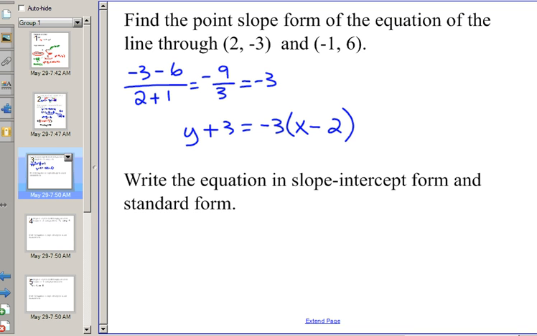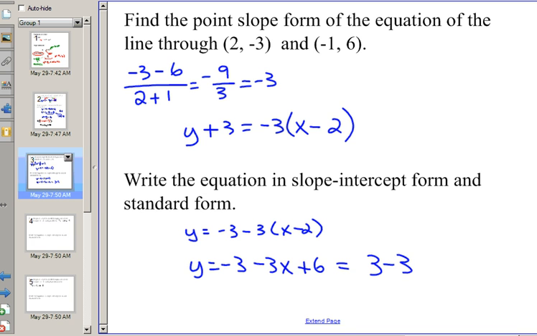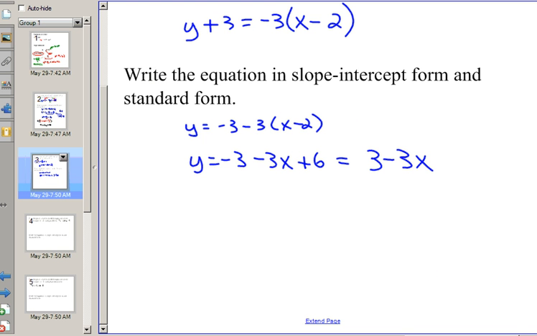So that's my point slope form. Again, it may show up as y equals -3 minus 3 times x minus 2. That's another version of that, and that's one step on the way to putting it in slope-intercept form. So I'm going to distribute -3x. I have a plus 6, and overall I will come up with a positive 3, so 3 minus 3x. Slope is -3, y-intercept is positive 3.